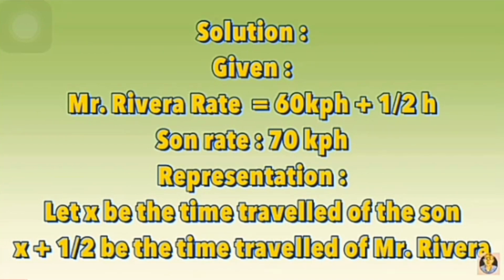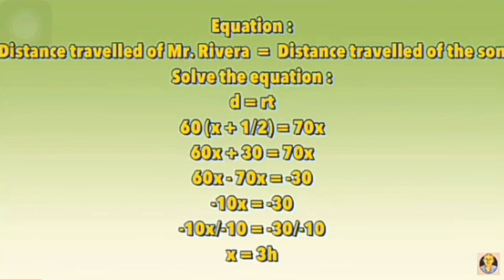The given: Mr. Rivera's rate is 60 kilometers per hour plus 1/2 hours. Then the son's rate is 70 kilometers per hour. Our representation, let x be the time traveled of the son, and then x plus 1/2 be the time traveled of Mr. Rivera. And our equation, distance traveled of Mr. Rivera is equal to distance traveled of the son.